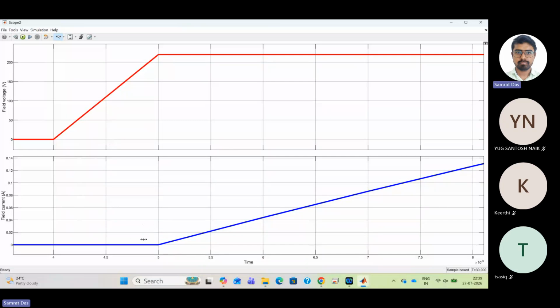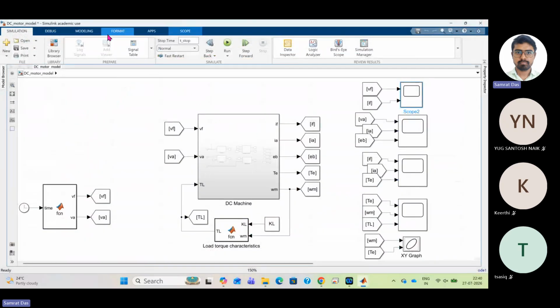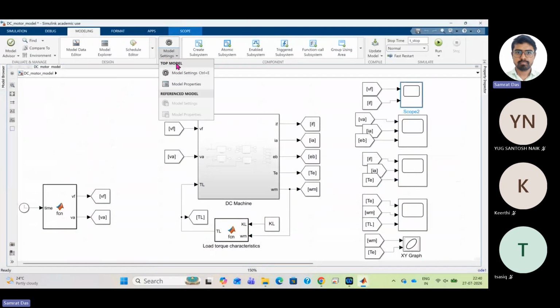5 millisecond is where it starts to rise. So although voltage starts to rise here, current starts to rise 1 millisecond later on. So actually it becomes non-zero only at 6 millisecond. And you can see that this is linear between 5 and 6 millisecond, because no solution is happening between the two. The 2 points are only linearly joined. That's all.